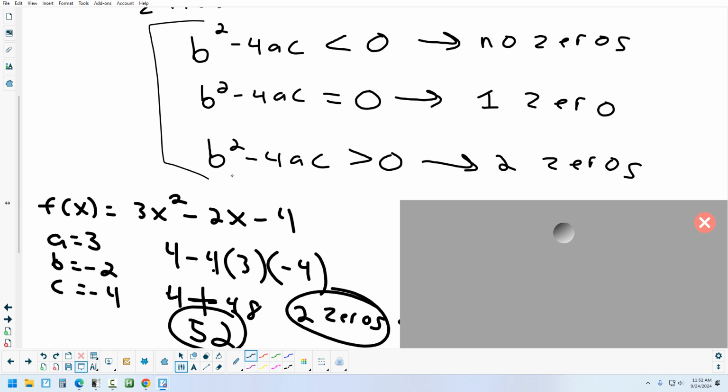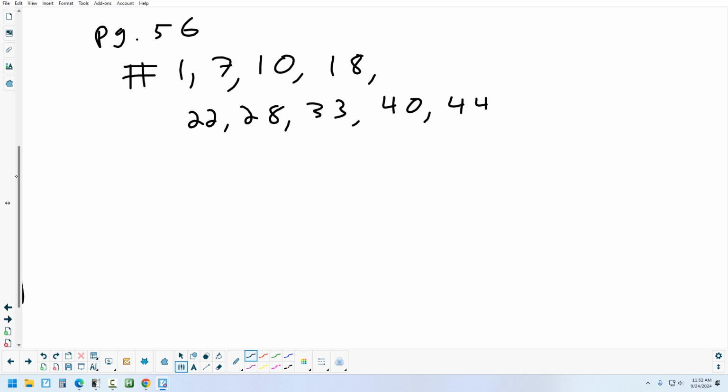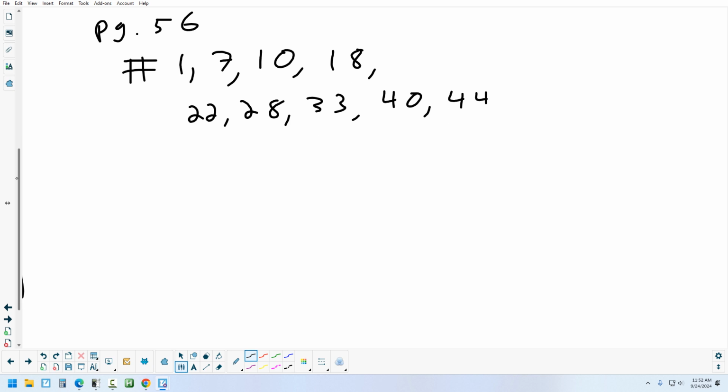All right, any questions on that? All right, so that is section 1.5, quadratics and transformations. Okay, so the homework for tonight is those 9 questions on page 56. So it says 1, 7, 10, 18, 22, 28, 33, 40, and 44. All right, so we will take a look at those tomorrow. And then tomorrow, we're going to be doing one section again, just 1.6. And then Thursday, we'll finish up everything for the week, and then our test is on Friday.